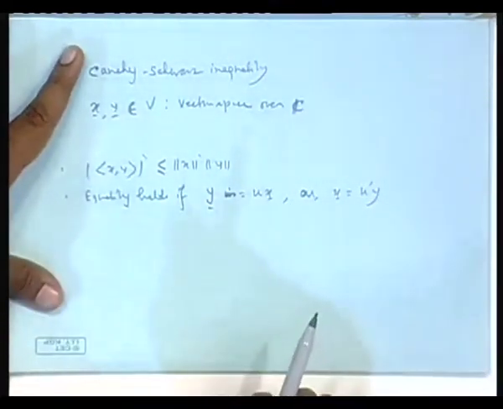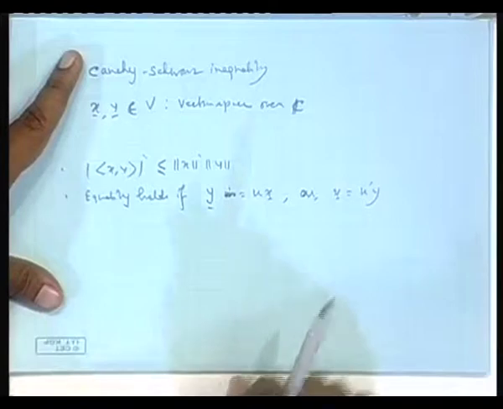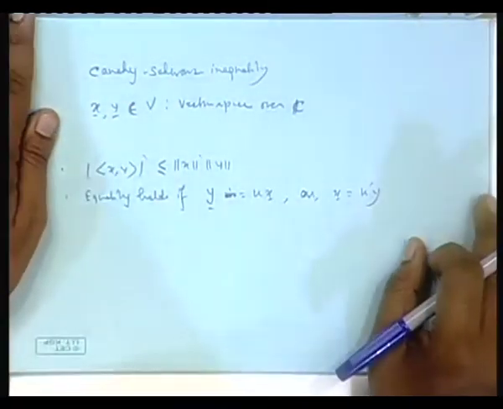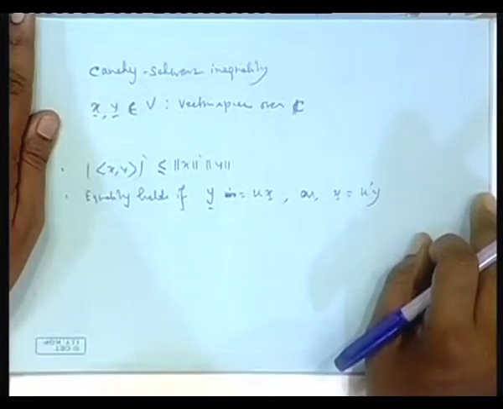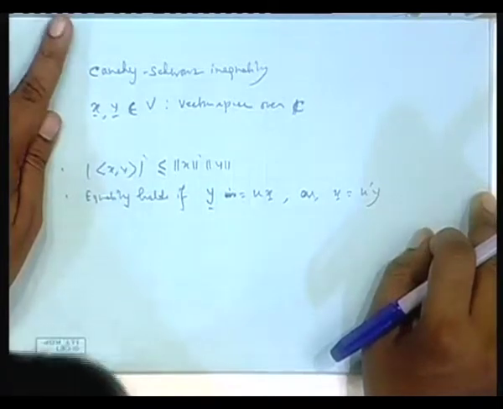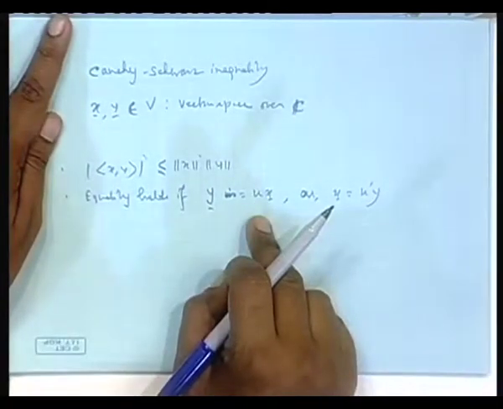How to prove it? This is true means y and x are in the same space: y is in the space spanned by x, or x is in the space spanned by y. Okay. Suppose y is in the space spanned by x.